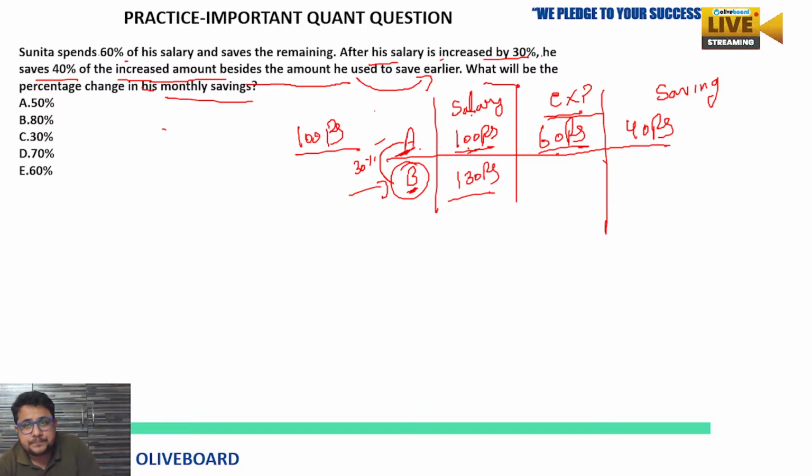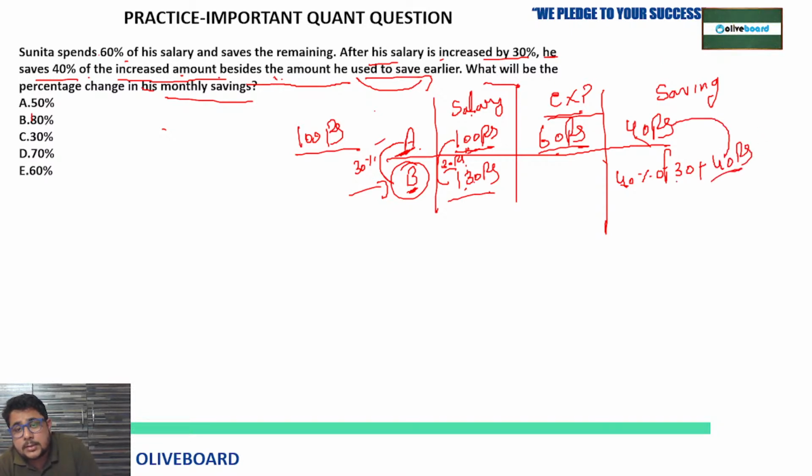Now, after this, he saves 40% of the increased amount besides the amount. See, after the increment, what are they saying actually? He saves the 40% of the increased amount. So how much increased here? Okay, so 30 rupees. You can see in the salary how much increased, 30 rupees increase. So 40% of 30 he is saving plus the older one, right? Besides the amount he used to save earlier. So that also he will save 40 rupees. But 40% of the extra 30 rupees which he got as an increment, okay, as an increment.